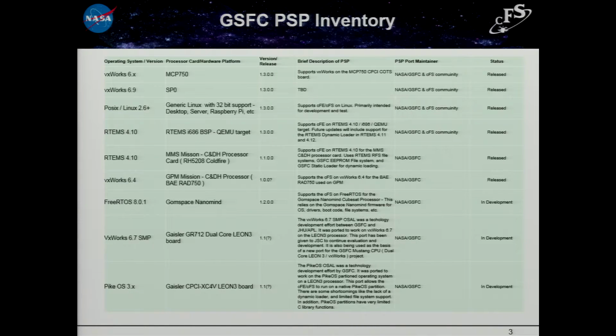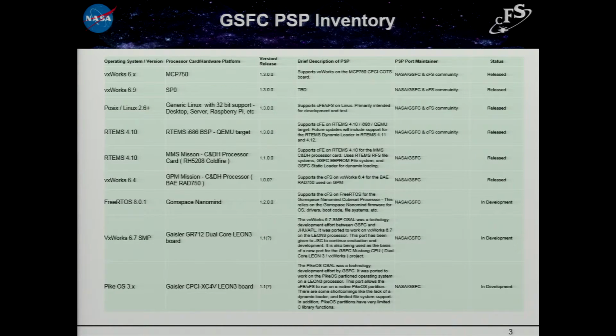And then, of course, we have the standard POSIX Linux port, and that's probably the first PSP and OSAL that everybody will encounter because that's the easiest to get up and running. And then in the latest open source releases, we have RTEMS 4.10 with a 686 QEMU target. And then I have 4.10, actually this, I don't think this is in, oh yeah. So this is in the open source repository, RTEMS 4.10, that I used on a commercial ColdFire board that was for early development for our MMS mission.